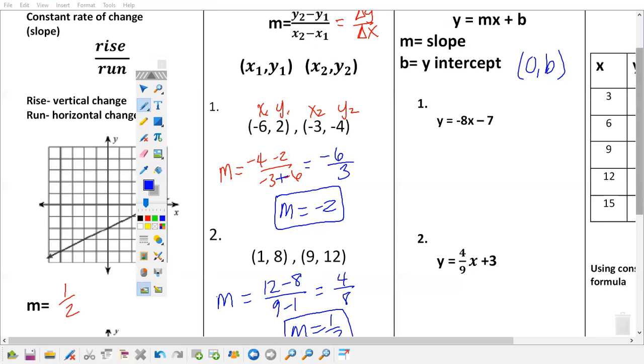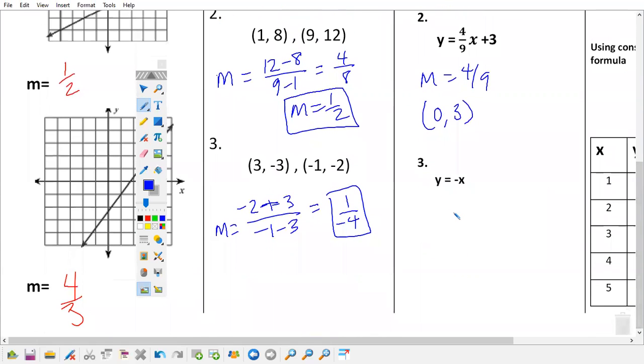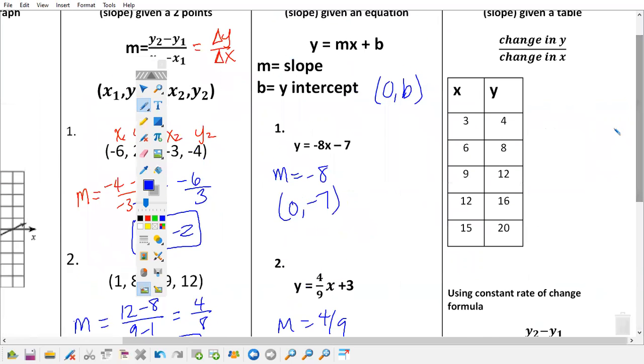All right, let's quickly go over it. So on the first one, identifying slope and y-intercept. Your slope clearly is -8. Your y-intercept is 0, comma, -7. On number 2, your slope is 4/9. Your y-intercept is 0, comma, 3. And here, number 3, what is your slope? -1. And what is your y-intercept? 0 at the origin. Okay, that's what you were supposed to be doing in 90 seconds. No, it just says identify.